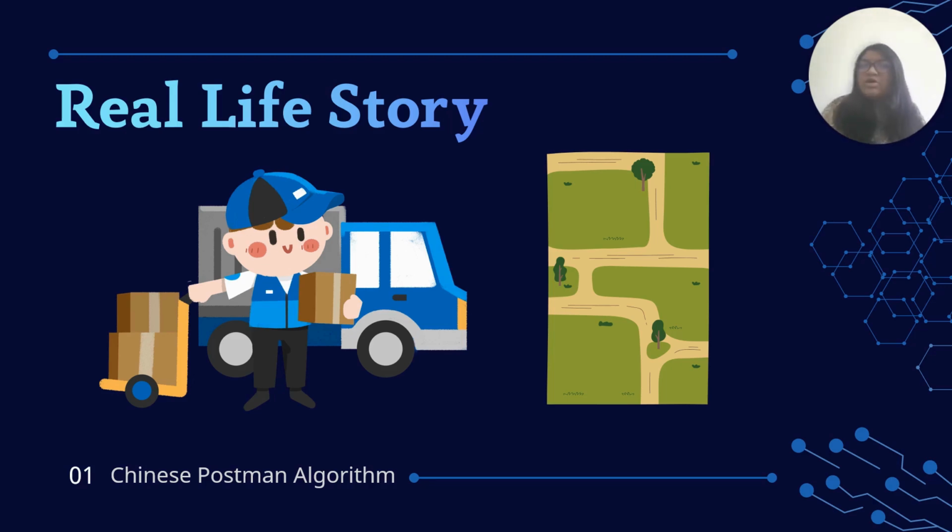By the end of this video, you will understand exactly what the Chinese postman algorithm is, the difference between Eulerian and non-Eulerian graphs, and most importantly, how to modify a graph to find that perfect shortest route using a simple 7-step process.